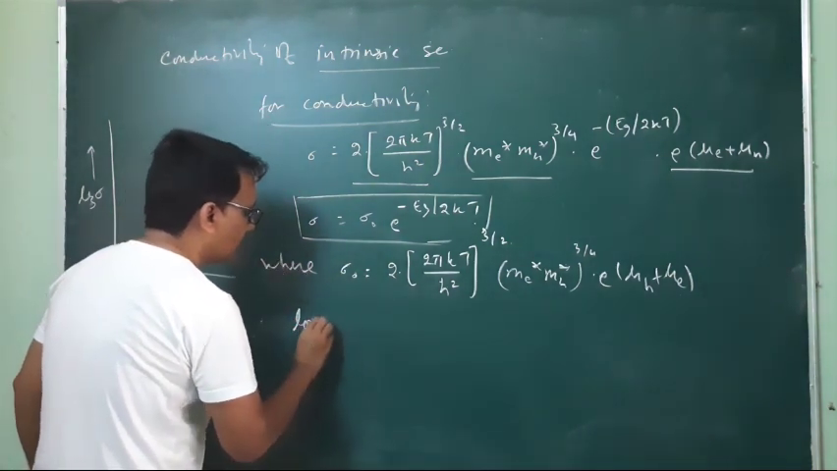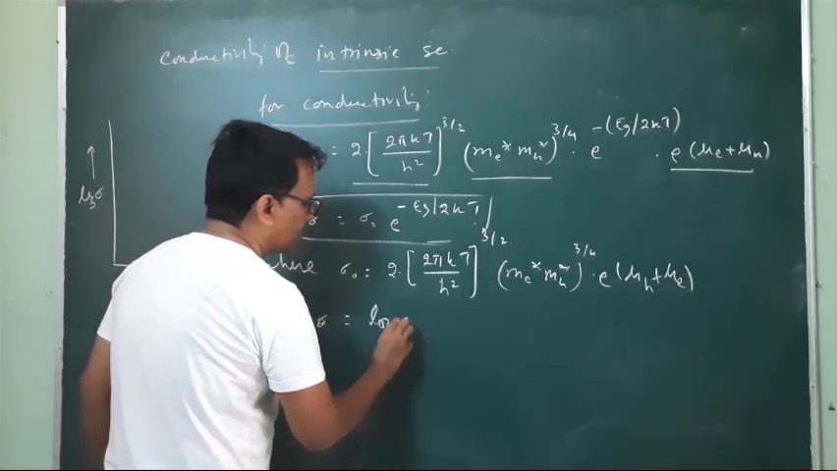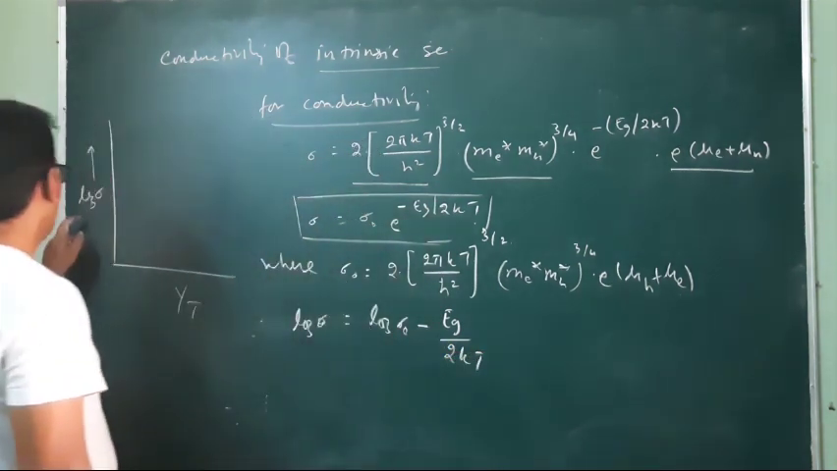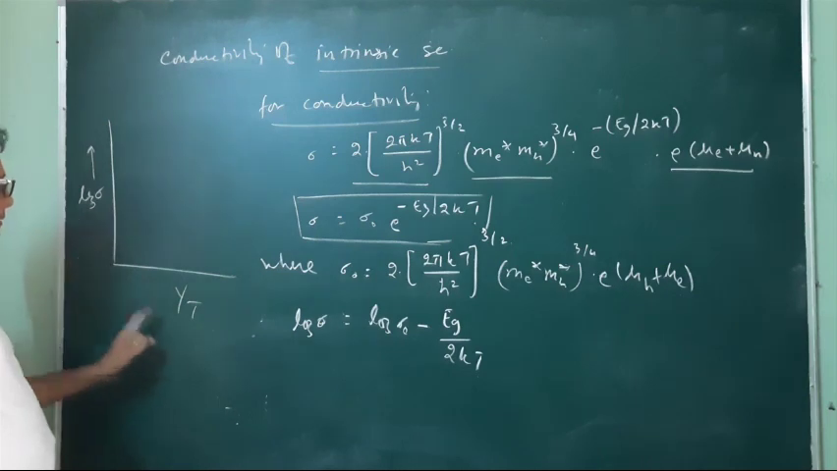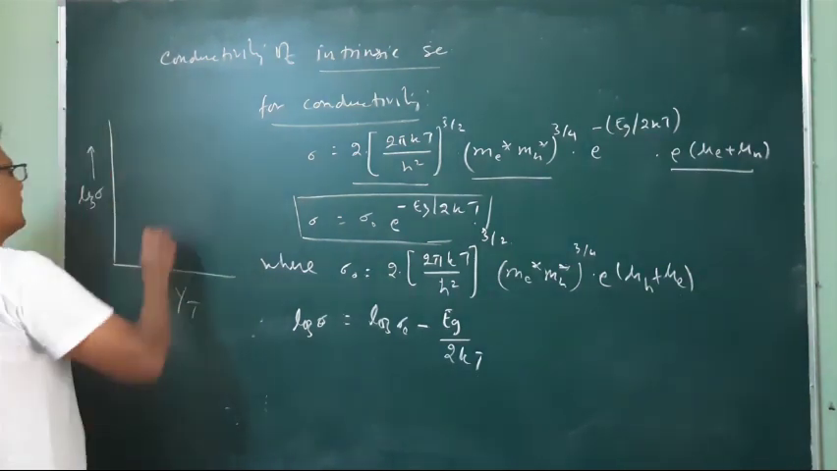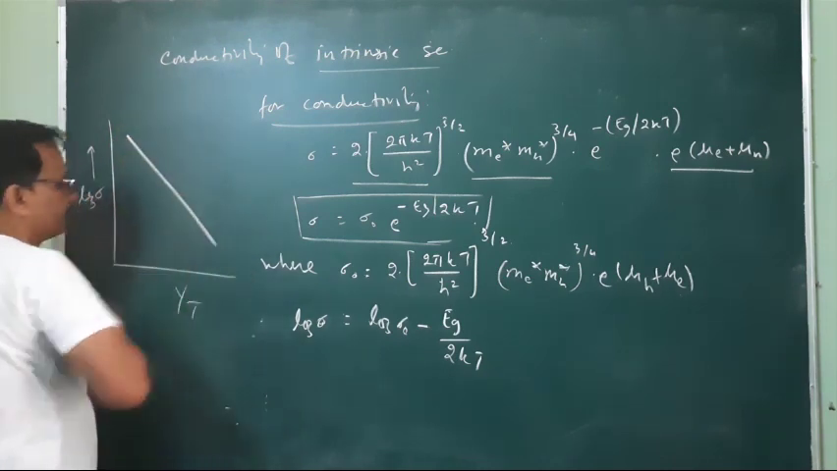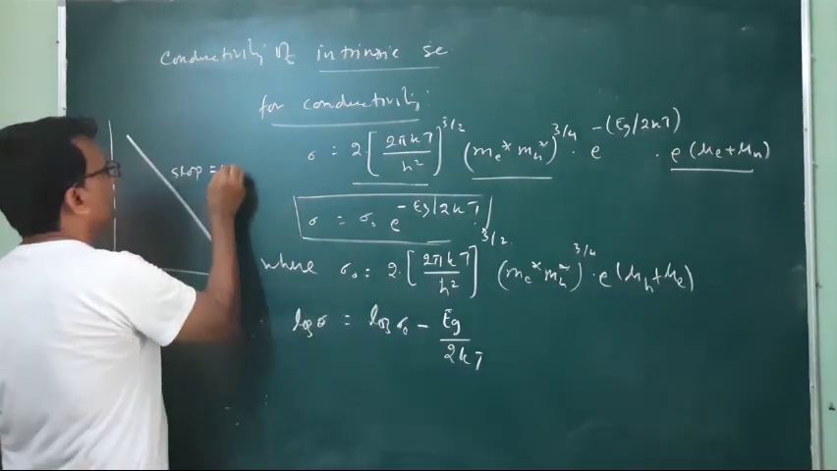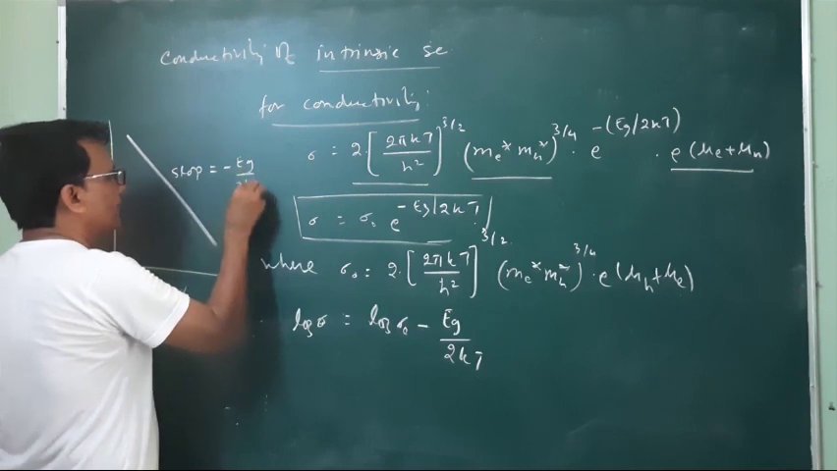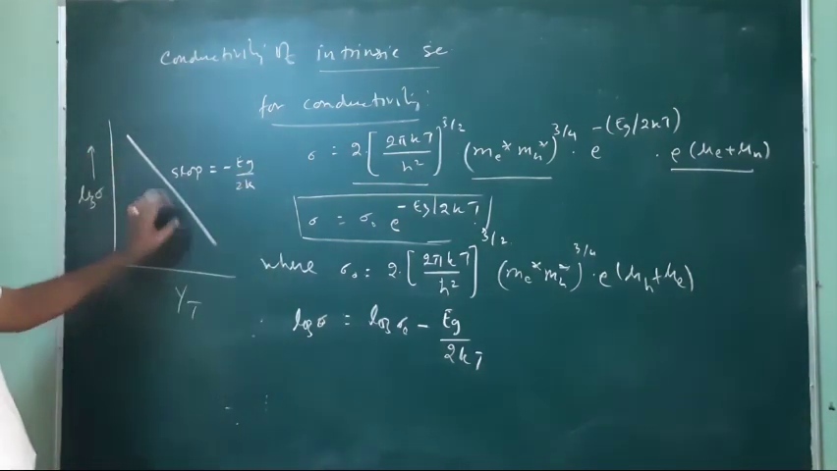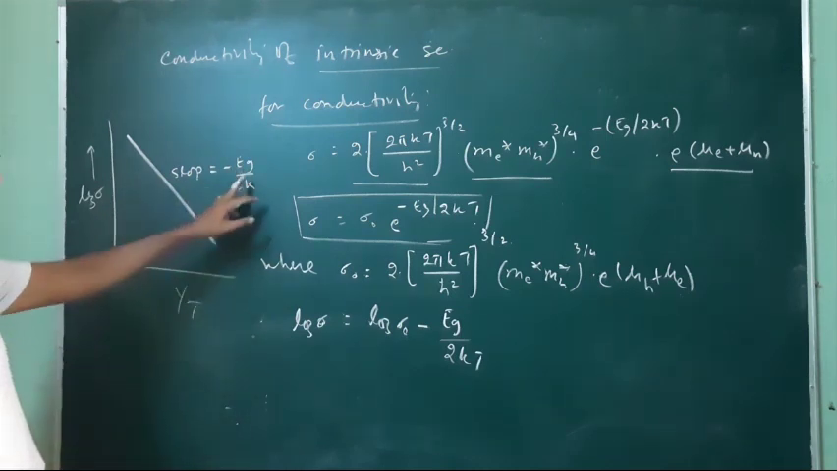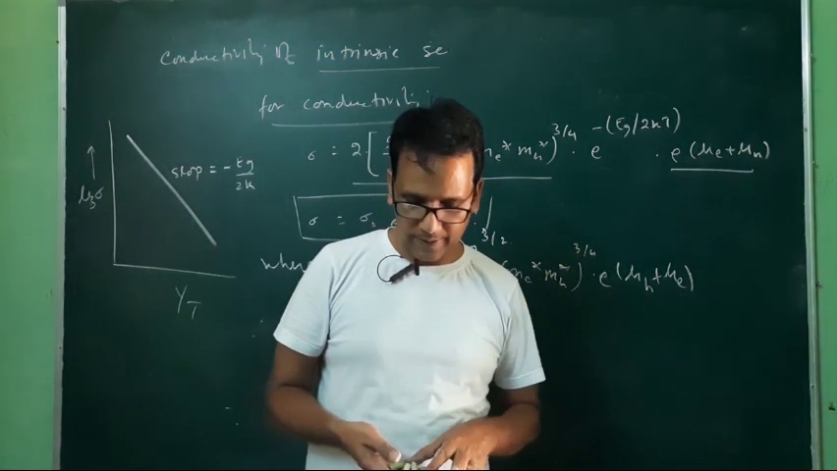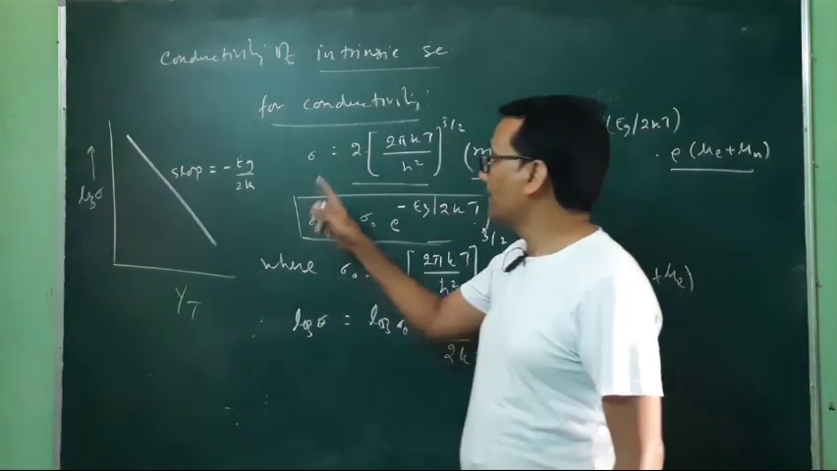So log sigma is equal to log sigma naught minus Eg by 2kT. If you plot log sigma against 1 by T, we will get a plot like this, and the slope is equal to minus Eg by 2k. So by getting the plot, we can calculate the slope and get Eg equal to minus slope multiplied by 2k. So this is the conductivity of an intrinsic semiconductor, which mainly depends on Eg, the forbidden energy gap.